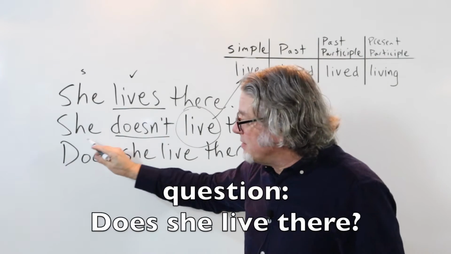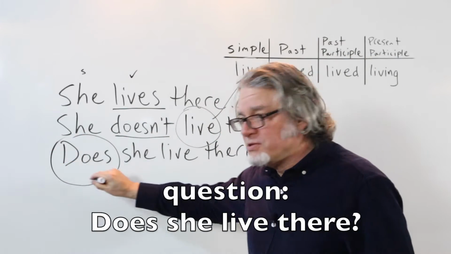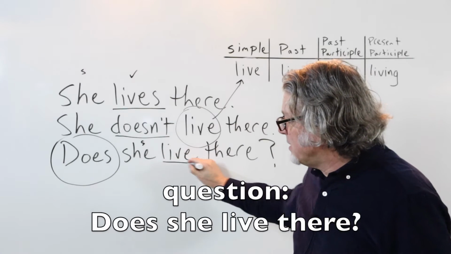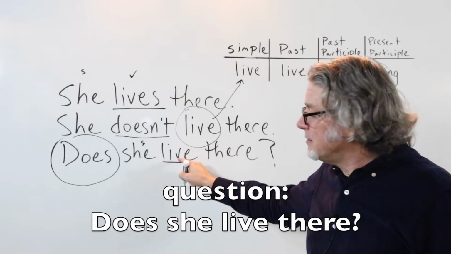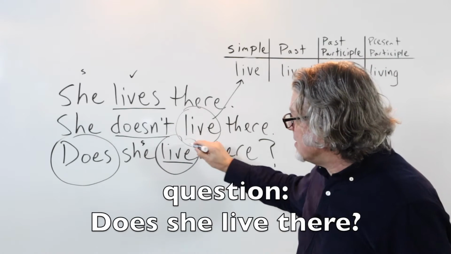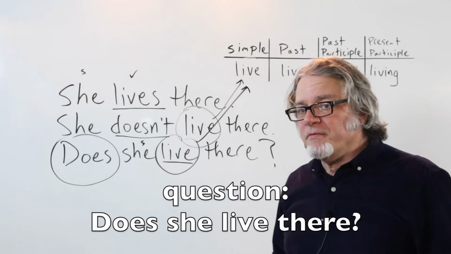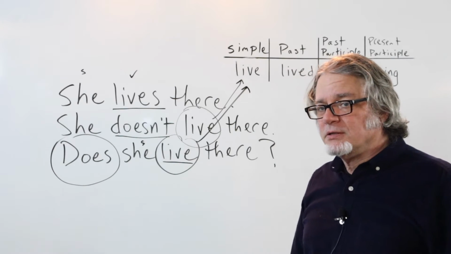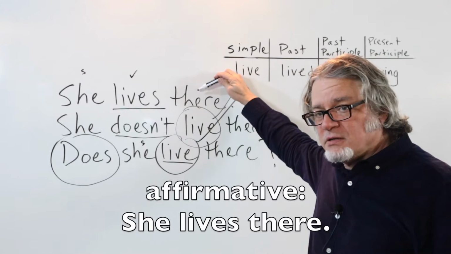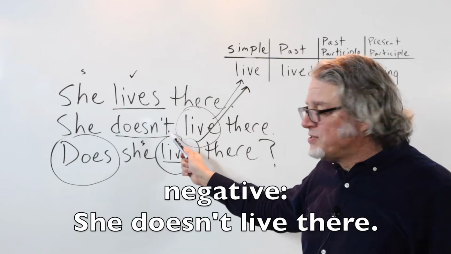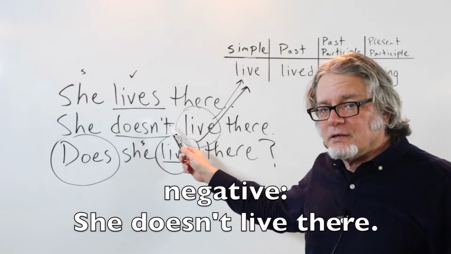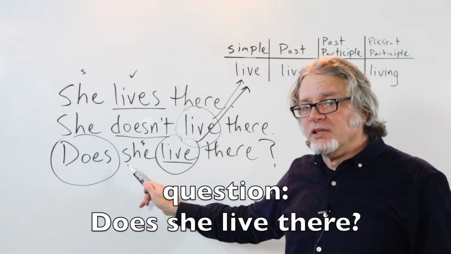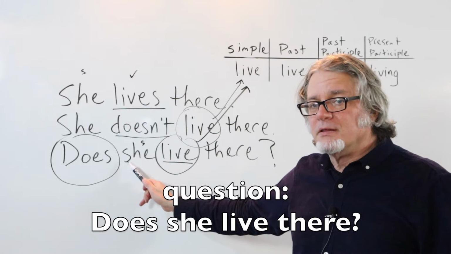For the question, the helping verb goes first, and then the subject, and then the main verb goes here. And this is also the simple form of the verb. Does she live there? She lives there. She doesn't live there. This is negative. Does she live there? This is a question.